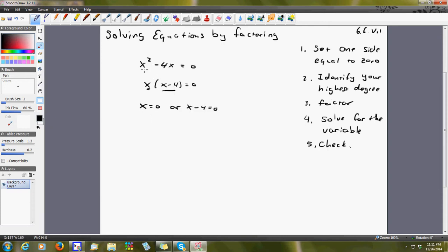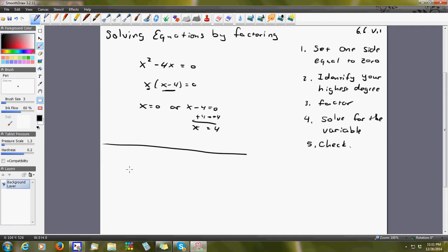Well, if x equals 0, 0 times negative 4 is 0. And sure enough, 0 squared minus 4 times 0 is 0. But I add 4 to both sides, and I get x equals 4. Now if I plug in, 4 minus 4 is 0, and 4 times 0 is 0. 16 minus 16 is 0, and that works too. So far so good.